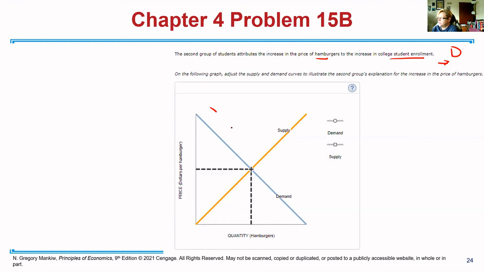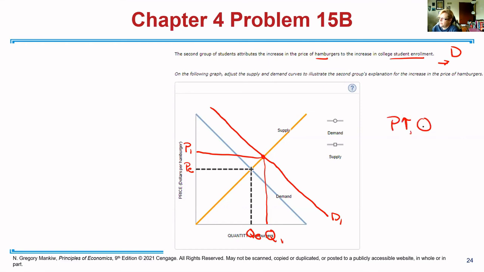So we're going to shift the demand curve out to D1. Here's our new price, P1. It is above the equilibrium price, shown by the black dotted line. Here's the equilibrium quantity, black dotted line, and we would see Q1. The effect is still a price increase, but the quantity has increased here. So that's our primary difference between the two.